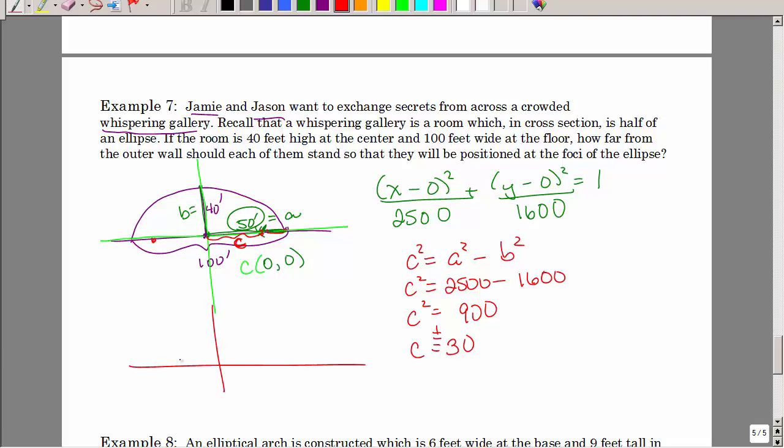Okay, so let me blow that up. So from here is 0 and out to here is 50. Here's 30 feet. What are they asking me for? How far from the outer wall? How far from the outer wall should they stand to be located at the focus? So this is the outer wall. How far inward? I need to stand 20 feet from the outer wall to be positioned at the foci of the ellipse.